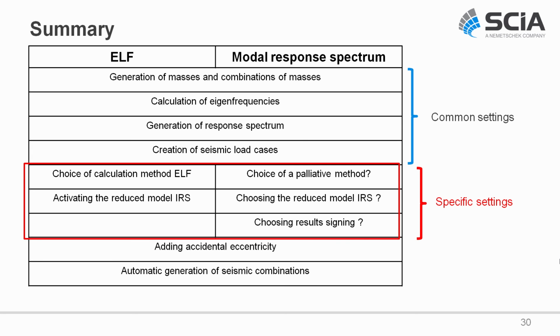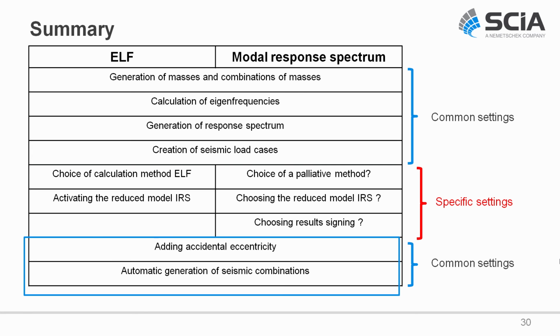These methods will help us achieve the 90% participating mass, and we can choose the signing of results. Then other than that, we have some other common settings, such as adding accidental eccentricity and the automatic generation of seismic combinations.